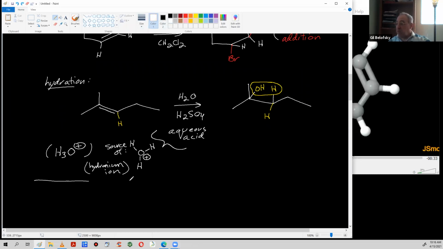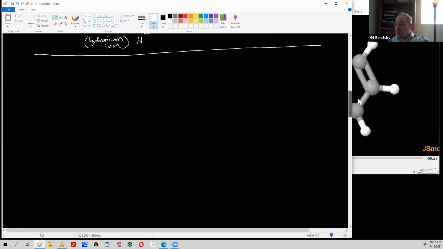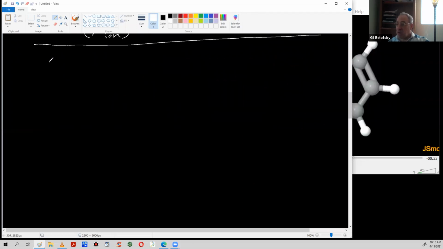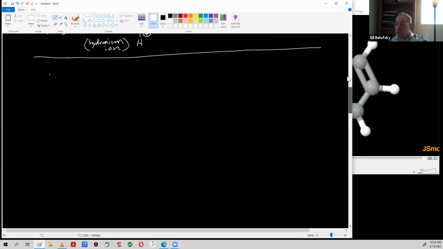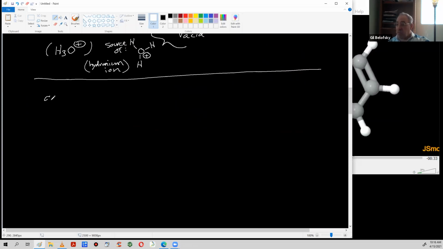So what I want to move to, and I'm actually going to come back to this, hopefully, if I remember. The fourth reaction type was addition of, did I number these? I don't think I numbered them. Yeah. Addition of HBr or HCl to alkenes.